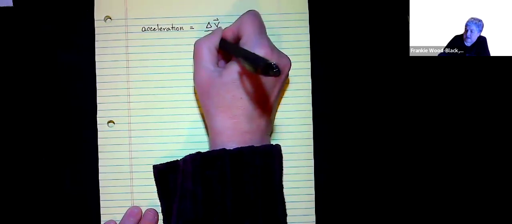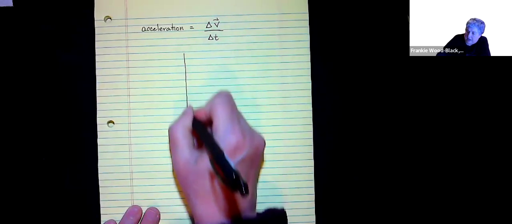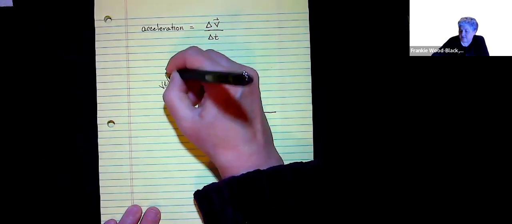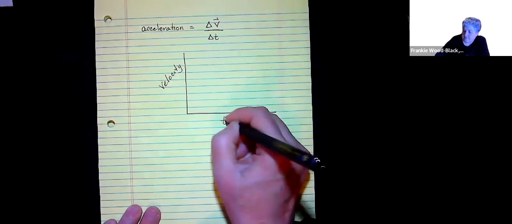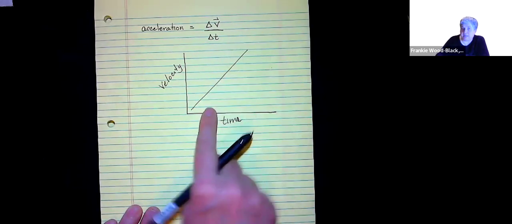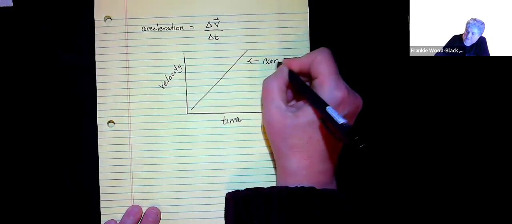Well, now let's take it one step further. What happens if I define acceleration as a change in velocity with respect to time? I can do a plot of velocity versus time. And if I get a straight line on a velocity versus time plot, that says I have a constant acceleration.